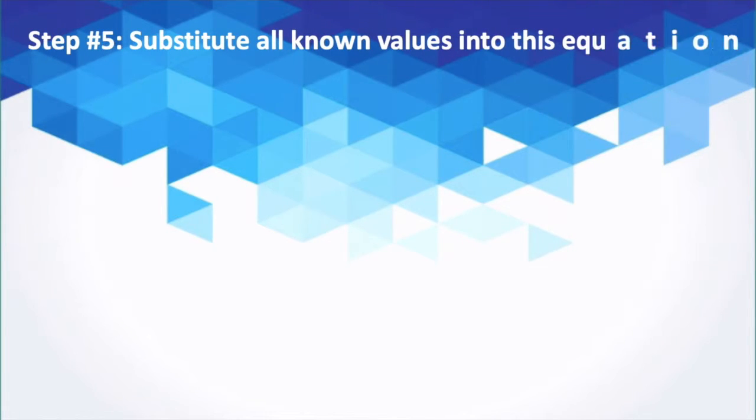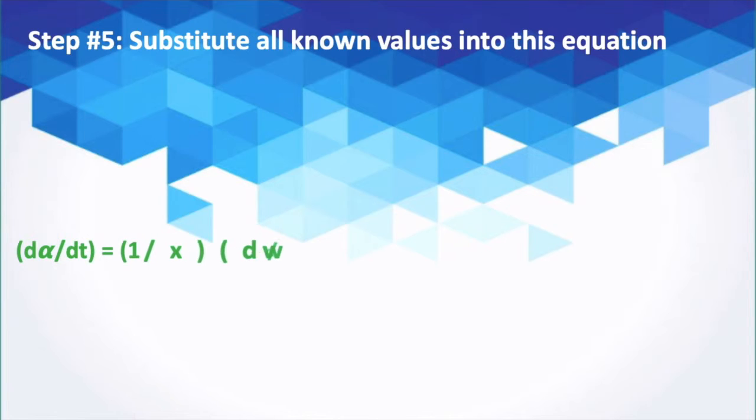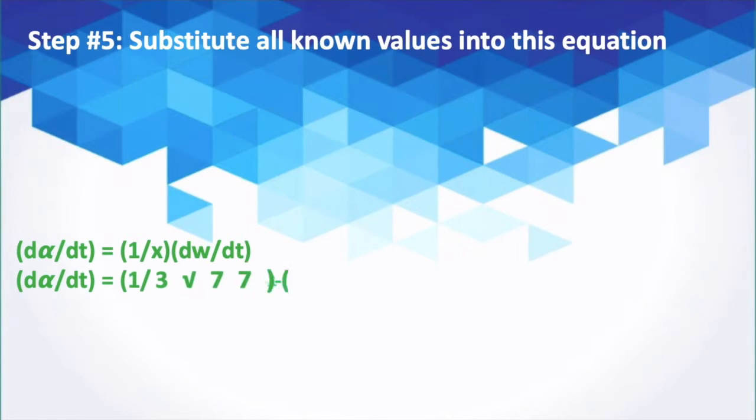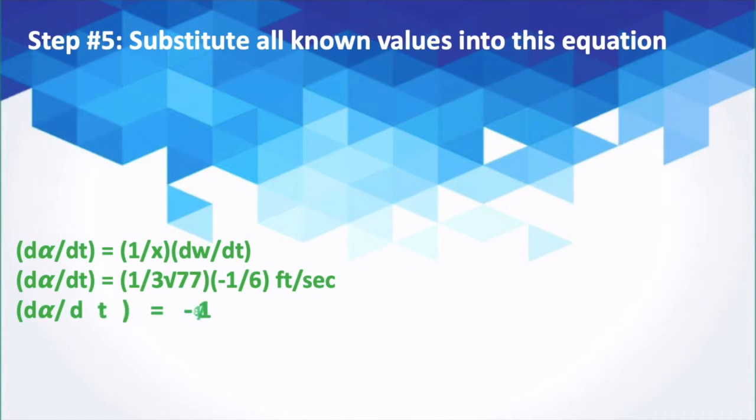Step 5. Substitute all known values. When we substitute our values, we know dw/dt and we know x. At the end, we're going to get d alpha/dt equals negative 1 over 18 square root of 77 feet per second.